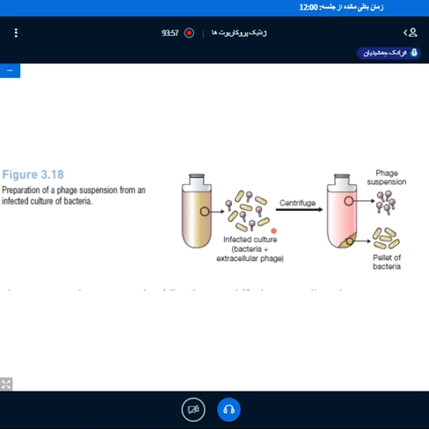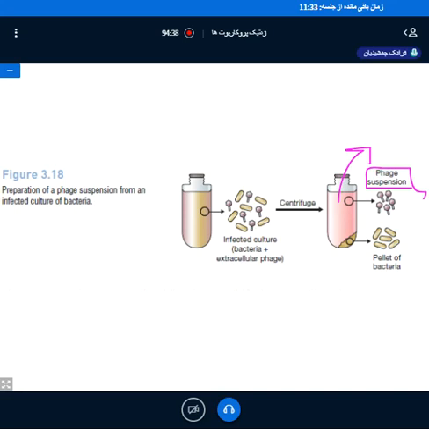If we centrifuge the suspension of bacteria and phage, what will happen? Bacteria are heavier. So, what will happen to the bacteria? They're so heavy. Look at here. Plates of bacteria, and in the upper side, what do we have? We have phage suspension.